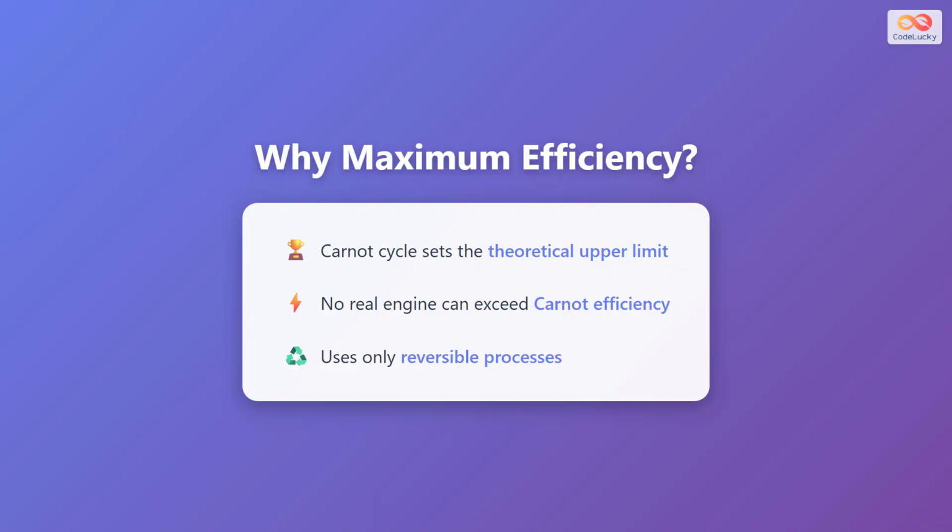The Carnot cycle is special because it sets the theoretical upper limit for engine efficiency. No real heat engine operating between the same two temperatures can exceed Carnot efficiency. This maximum efficiency is achieved because the Carnot cycle uses only reversible processes, meaning there are no energy losses due to friction, turbulence, or other irreversibilities. All real engines have lower efficiencies because they involve irreversible processes and energy losses.